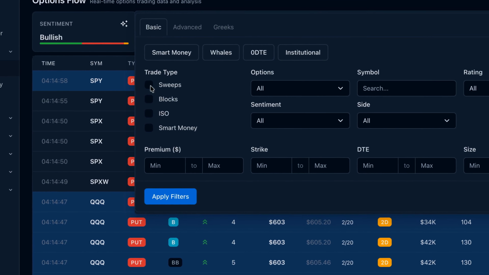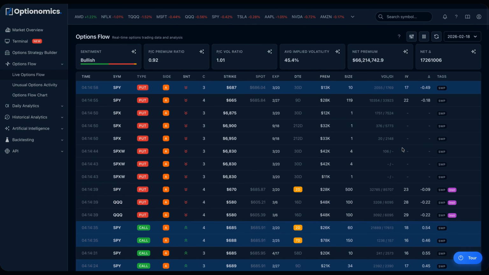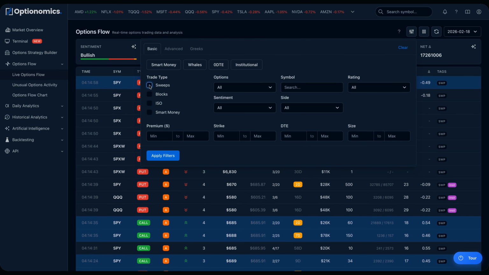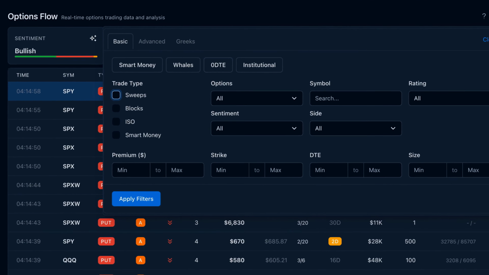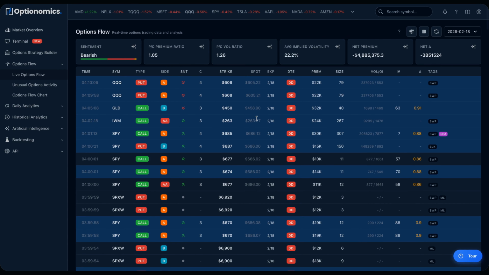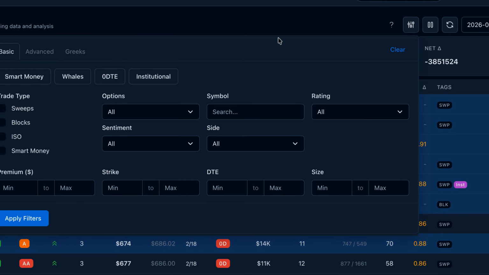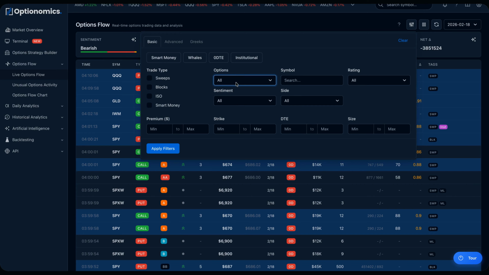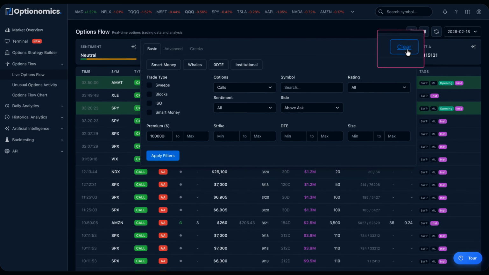For example, let's say we want to only filter for sweep trades. Now, we will only see sweep trades or trades with the sweep tag. These are quick filters. For instance, if we want to see only 0 DTE trades, we can click this button. Now we are only seeing 0 DTE trades. So you can filter by various options. For example, calls and side premium. If you want to clear all these filters, just click clear.